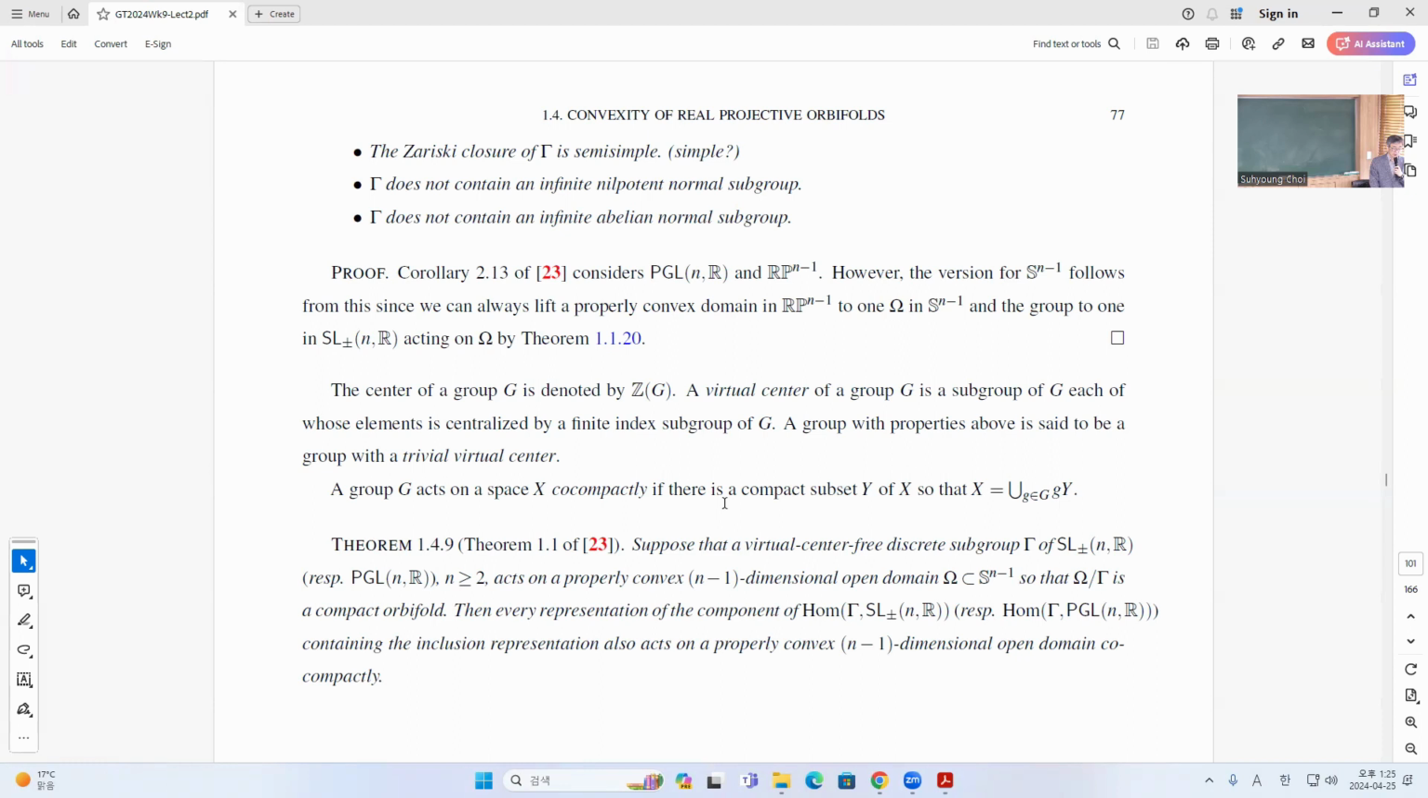So G acts on X co-compactly if there is a compact set so that this is true. So that's the definition of an action being co-compact. It might be stronger than just the quotient being compact.